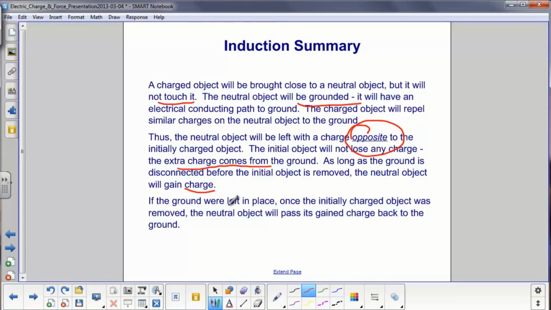That's this point right here. If the ground were left in place, once the initially charged object was removed, the neutral object will pass its gained charge back to the ground. So the order in which you remove the rod or the ground is critical to making induction work.